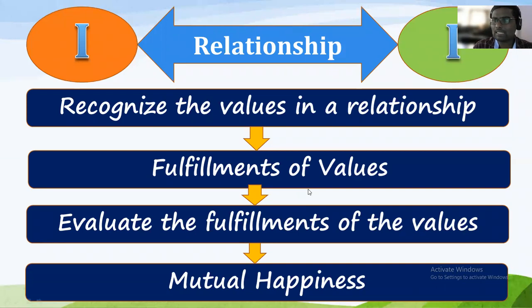Once again, if I say that the relationship, so here you can observe that there is one I which is orange in color and another I which is green in color, and in between them the relationship is present. So what is the need of that relationship? To recognize the value in the relationship. म्हणजे त्याच्यामध्ये व्हॅल्यूज असणं गरजेचं आहे. Fulfill the fulfillment of these values, म्हणजे ज्या काय व्हॅल्यूज आहेत त्याची फुलफिलमेंट झाली पाहिजे. Evaluate the fulfillment of those values, म्हणजे त्याचं इव्हॅल्युएशन हे नॅचरल ऍक्सेप्टन्स बेस्ड झालं पाहिजे. And then there must be mutual happiness in between the relationship. This is actually the flow of the relationship.